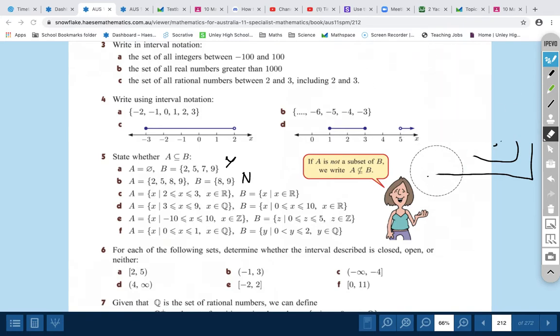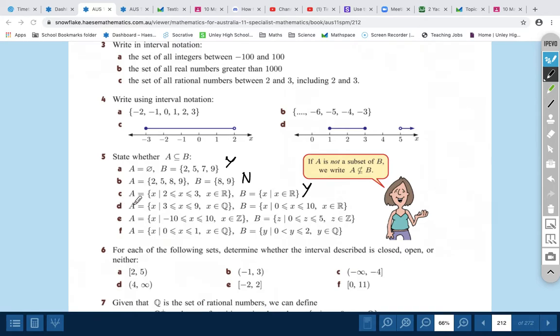Right, let's move on. Third one. Set A. All right, we've got real numbers and they lie between 2 and 3, including the 2 and the 3. Set B is the set of all real numbers. So set A definitely is a subset of set B if it includes all real numbers.